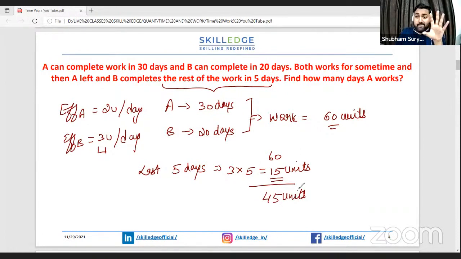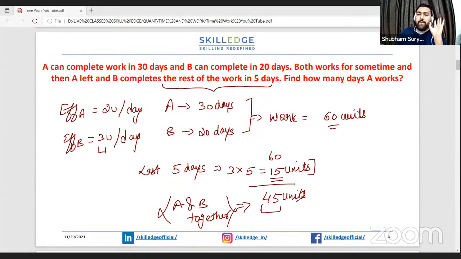Okay, now let's try to understand this thing. In the last 5 days, this much amount of work is completed. It means before that, 45 units was completed. And in the last 5 days, B was working alone. It means before that, A and B were working together, guys. So when A and B were working together, they were able to complete a total of 45 units of work. Then A left and B alone completed the rest of the work in 5 days, which is 15 units. So A and B together have done 45 units of work. So we need to figure out how much time would have been required. That's going to be the same time which A takes to complete the work. No, sorry. It's going to be the same time for which A has worked.